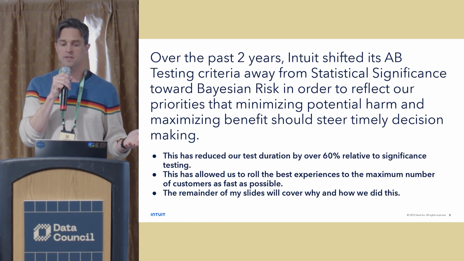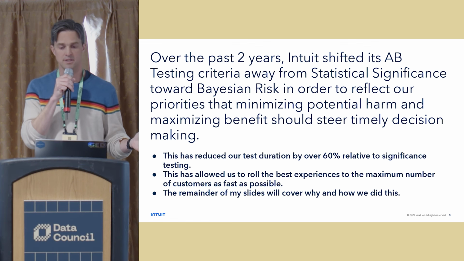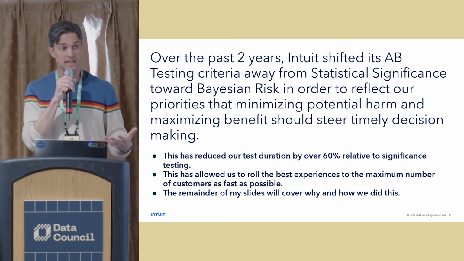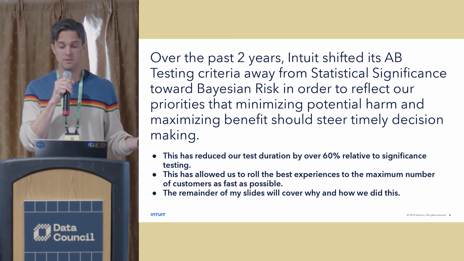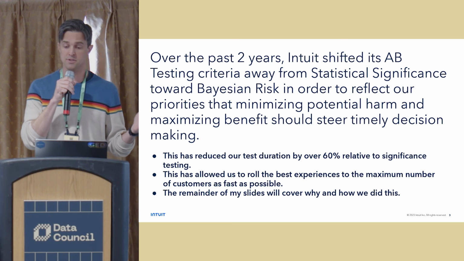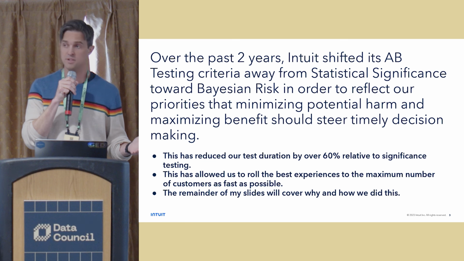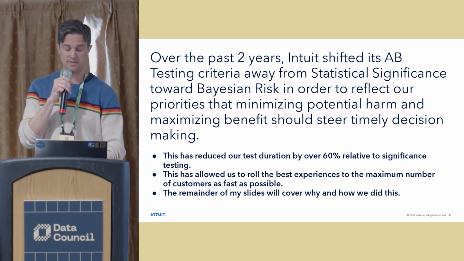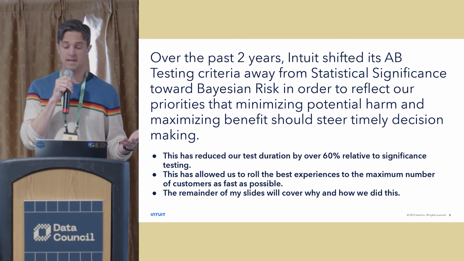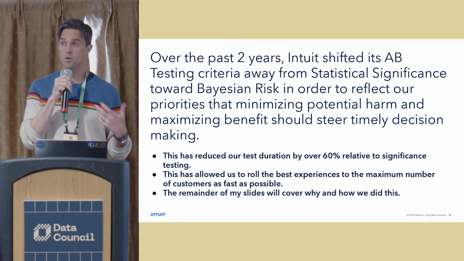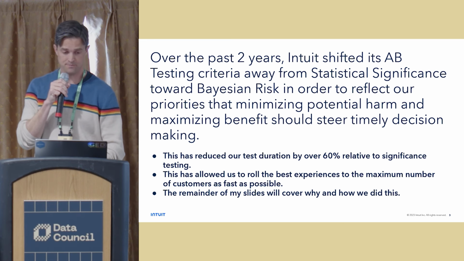So over the past 2 years, Intuit shifted its A/B testing criteria away from statistical significance toward Bayesian risk in order to reflect our priorities that minimizing potential harm and maximizing benefit should steer timely decision-making. This has reduced our test duration by over 60% relative to significance testing, and this has allowed us to roll the best possible experiences to the maximum number of customers as fast as possible. And the remainder of my slides will cover why and how we did this.